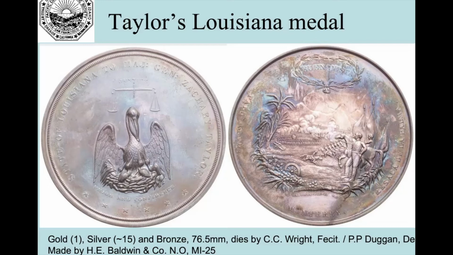For him, and it has the pelican, which is a symbol for Louisiana, on the one side, and then again a battle scene with him here at the front of Buena Vista, and so it says Buena Vista right on it. This was not struck by the Mint. It's a little bit smaller. It's 76 millimeters.